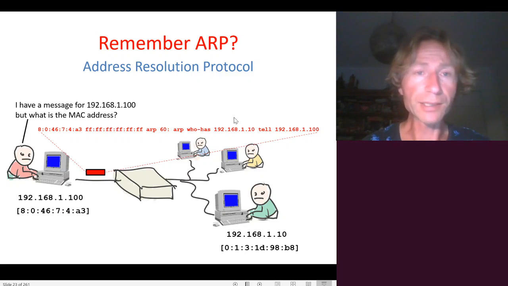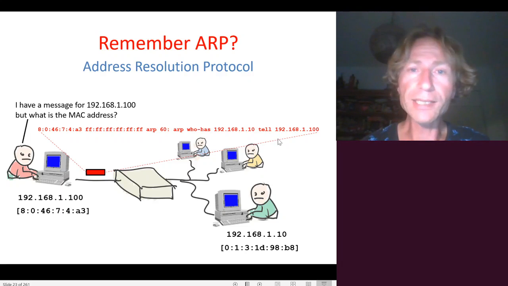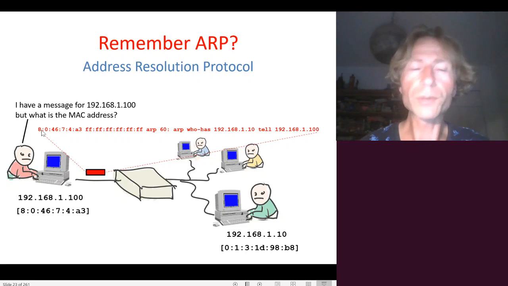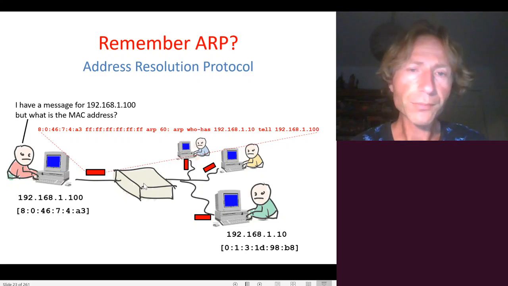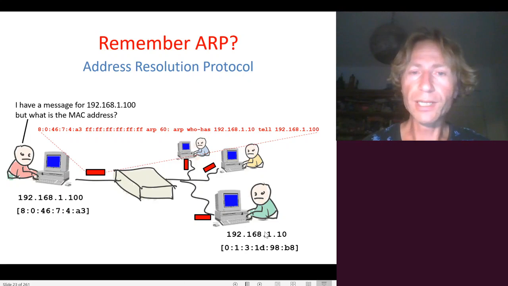Okay, so let's get this straight. It has the IP address of the destination there, not the MAC address, because that's what we're looking for. It has the IP address of the sender, and it has the MAC address of the sender. Okay, so this is being sent to a broadcast address, so that means that it will actually go out on all the links of the switch. Everybody receives it, but only one of them has this IP address, and only that host will reply.